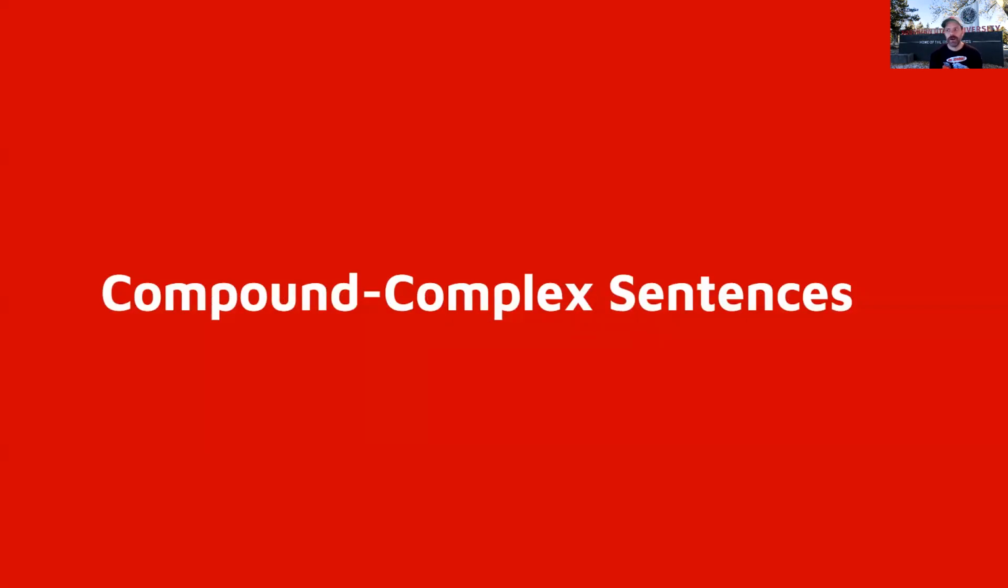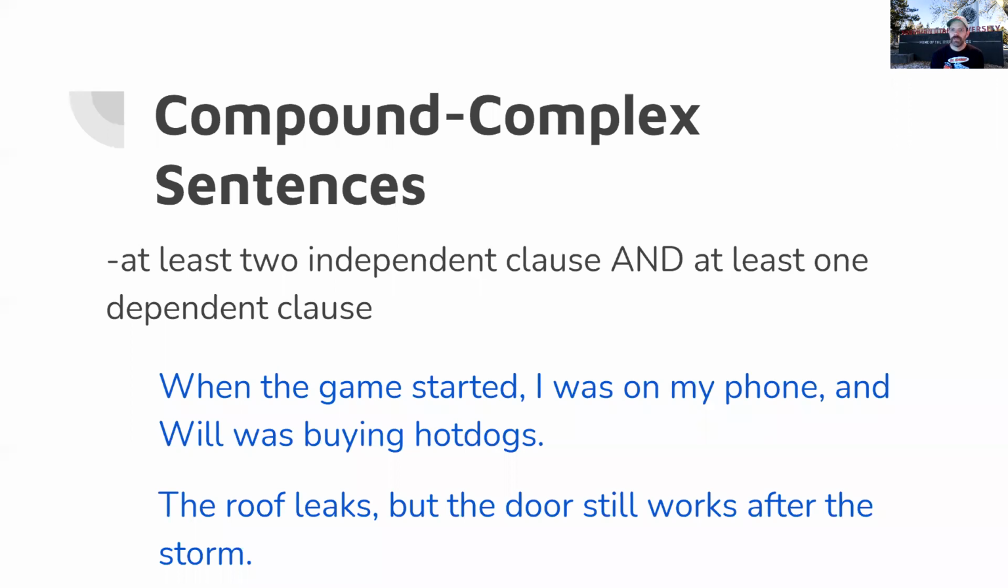So let's now look at compound and complex sentences, compound-complex. What's happening here is we've got to have at least two independent clauses and at least one dependent clause to be considered a compound-complex sentence. We've got these independent parts that are being joined, but then we've also got a dependent part that's being connected. So here's one example. When the game started, I was on my phone and Will was buying hot dogs.